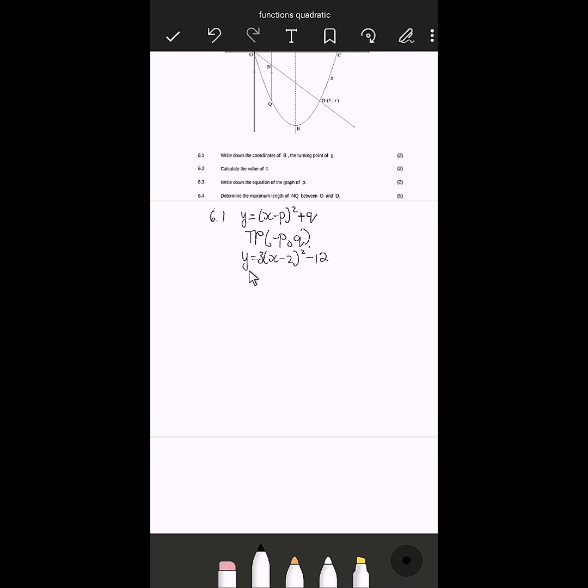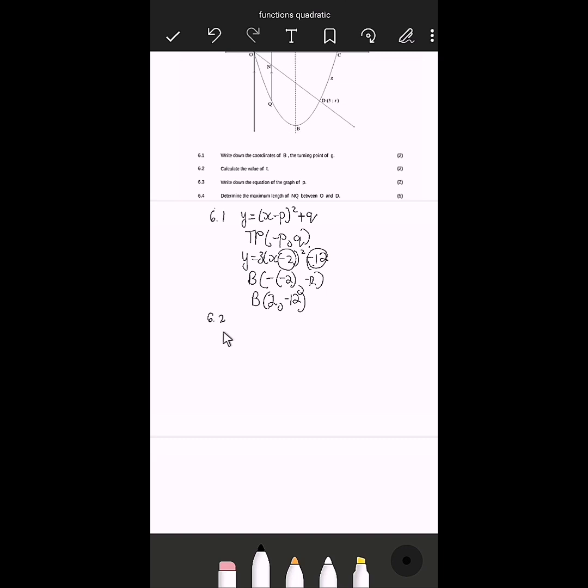Okay, so that means B is minus p, so minus (−2), and then the y-coordinate is q, so it's minus 12. Okay, that means we have B as positive 2, negative 12.